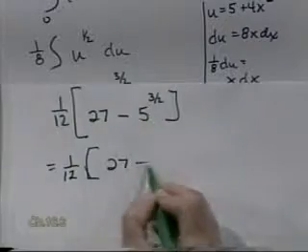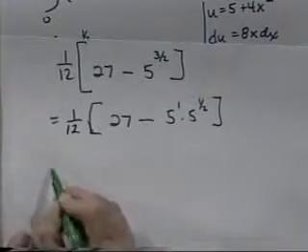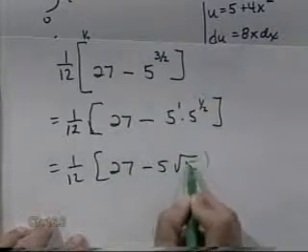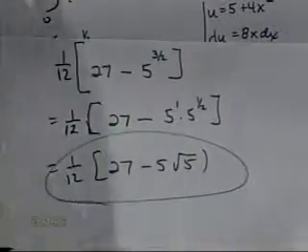But notice you can write 5 to the 3/2 as 5 to the 1 times 5 to the 1/2. So your book likes to do it as 27 minus 5 root 5 is your answer. Nice little problem. Not hard. Okay, let's do another one.